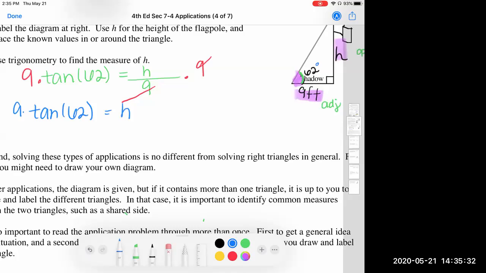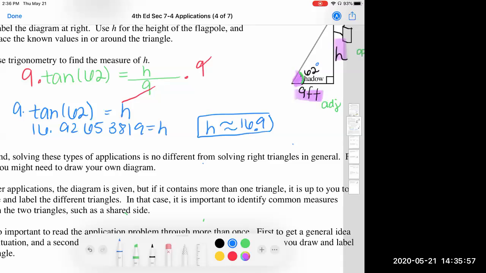Now we just punch this into our calculator. So tangent of 62 equals, times 9. We get 16.926538819. That's H. We want to round to one decimal place, so we can say that H is 16.9.